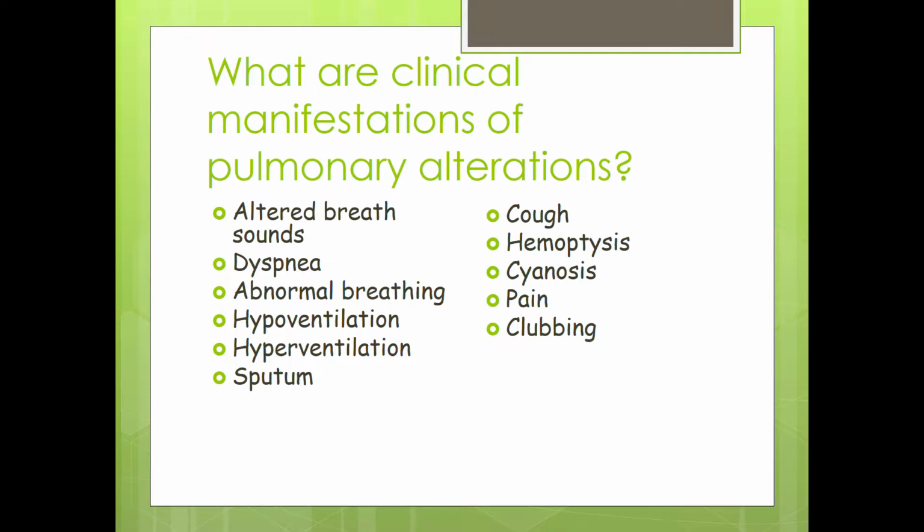Patients with pulmonary alterations may have hypoventilation, meaning that they're not breathing very much. And typically the standard for that is a patient who's looking at around less than 10 respirations per minute. They may also have hyperventilation, which is when the body is breathing too fast.